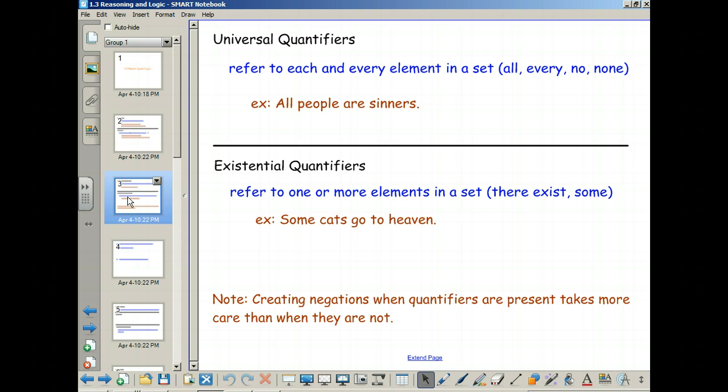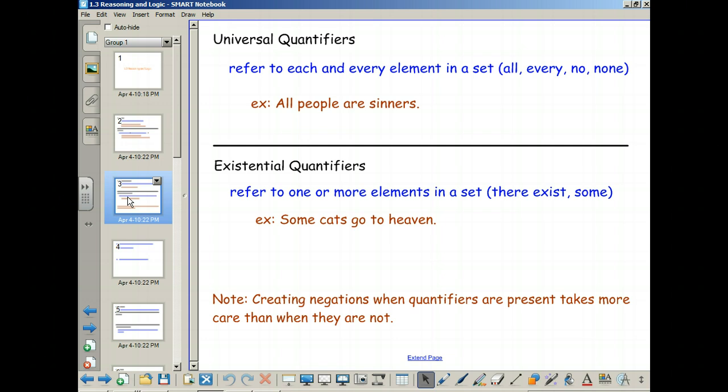Existential quantifiers mean there exists one or some or whatever. So it refers to one or more elements in the set. So, some cats go to heaven. I had one class last semester where I could not have said all of the students were girls because I had exactly one boy. All it took was one to make that statement false. So when you create negations, the quantifiers present require you to be much more careful in how you change the sentence into a negation.